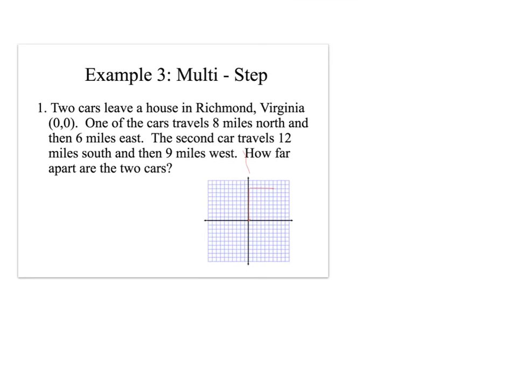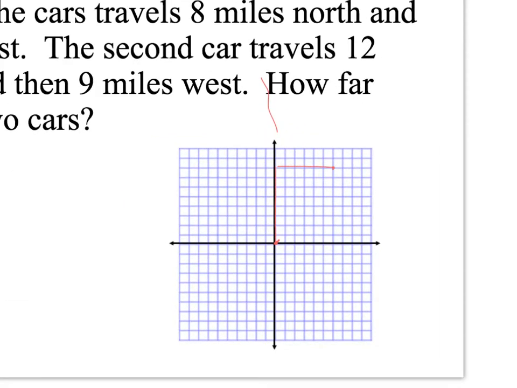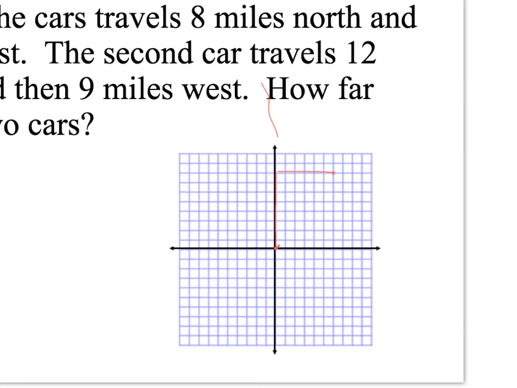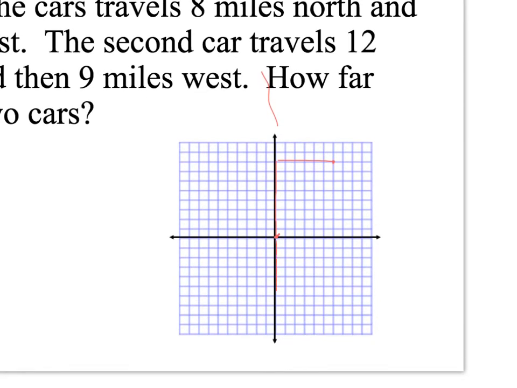Zooming back out. Our second car goes 12 miles south and 9 miles west. So our second car, 12 south, 9 west. And it wants to know how far apart are the two cars. It wants this big, long distance.